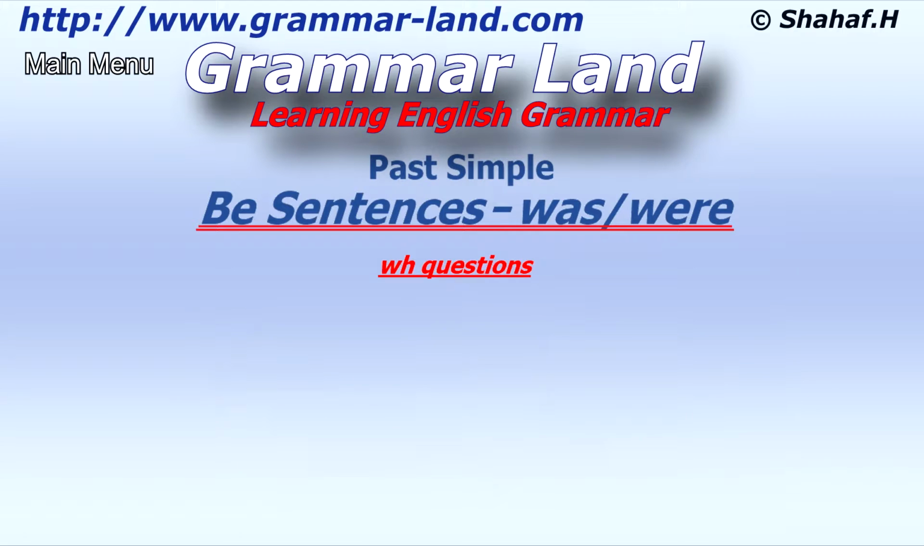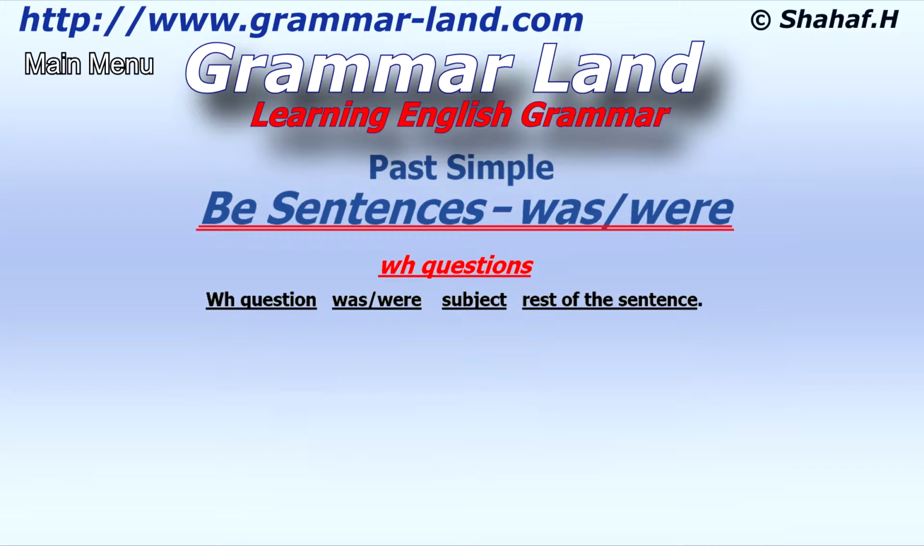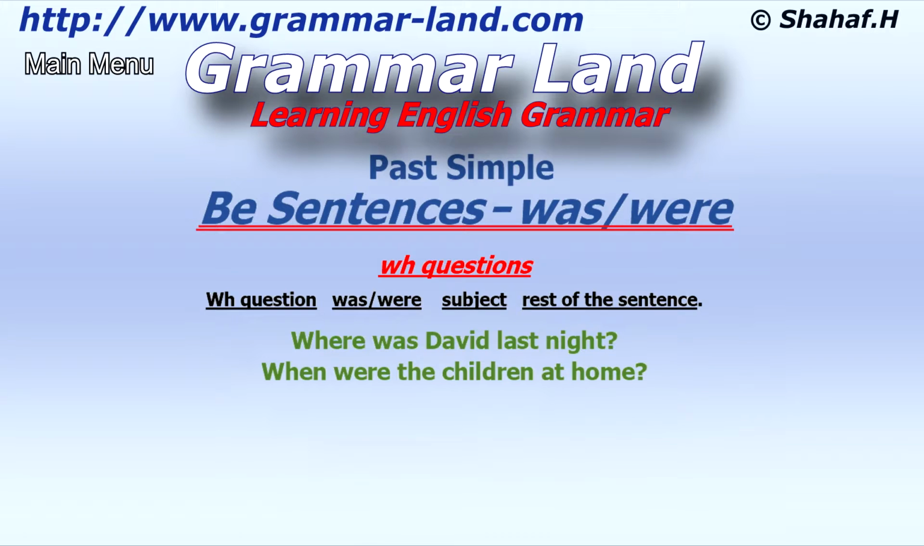WH questions. The question always starts with a WH question word, followed by was or were, depending on the subject. Then comes the subject, followed by the rest of the question. Where was David last night? When were the children at home? Nothing else to explain.